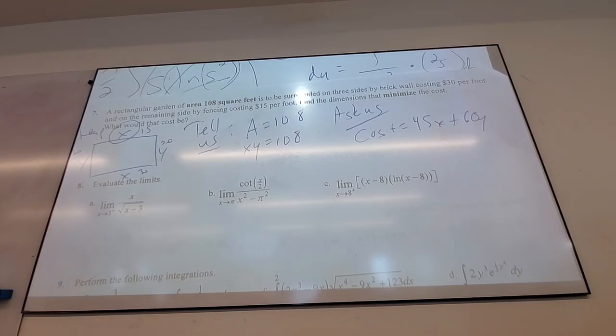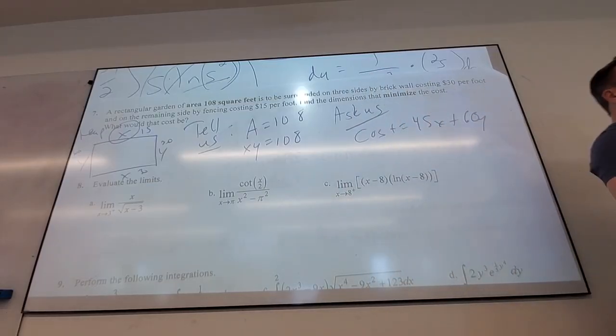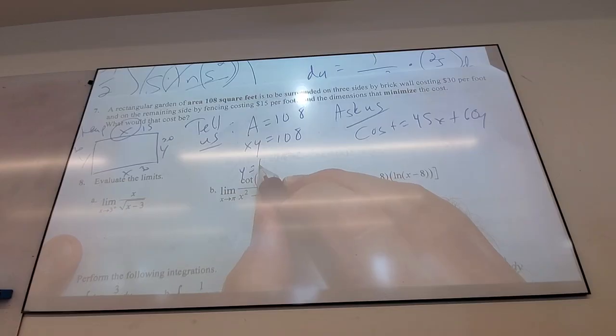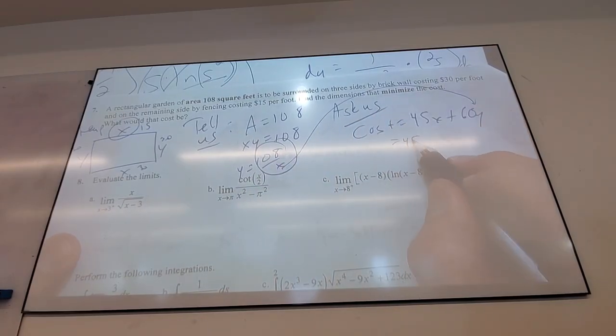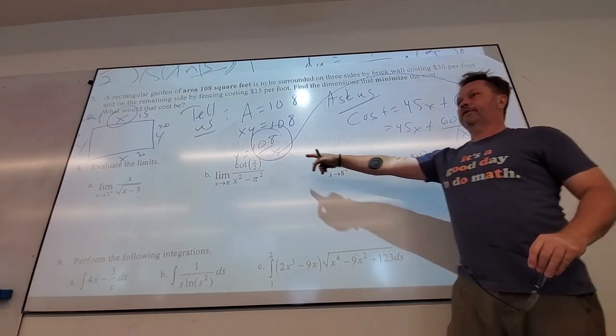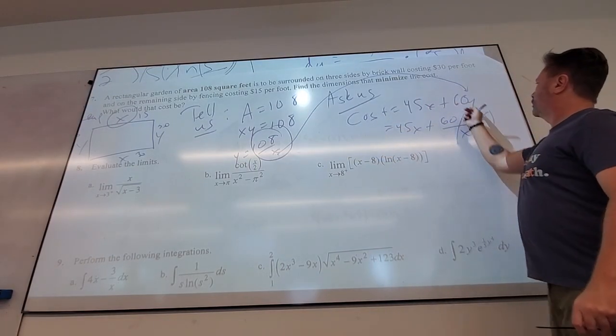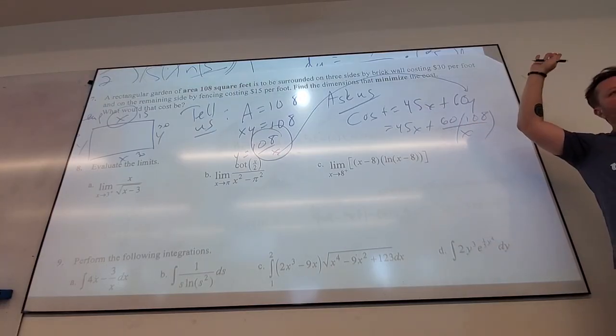Can you solve for the variables using the area function and put that into the cost? Yes, because I need to find the minimum cost, so I want to be able to take the derivative of cost. If I can solve this for y, I can then plug that in place of y here. Is that cool? I just replaced y with this. Y is 108 divided by x. Replace y with 108 divided by x. I can multiply this out, bring this up, take a derivative, find critical numbers.